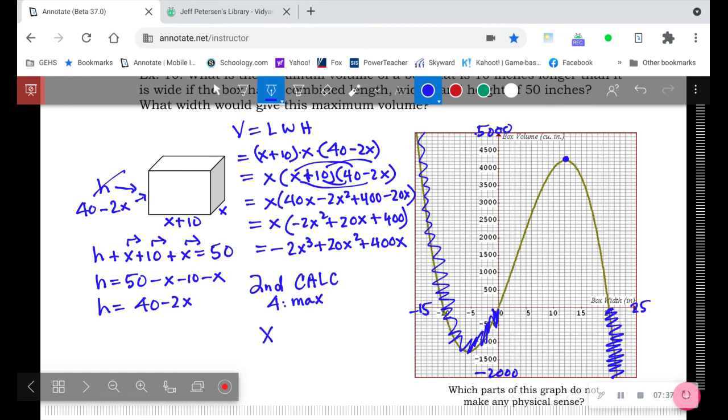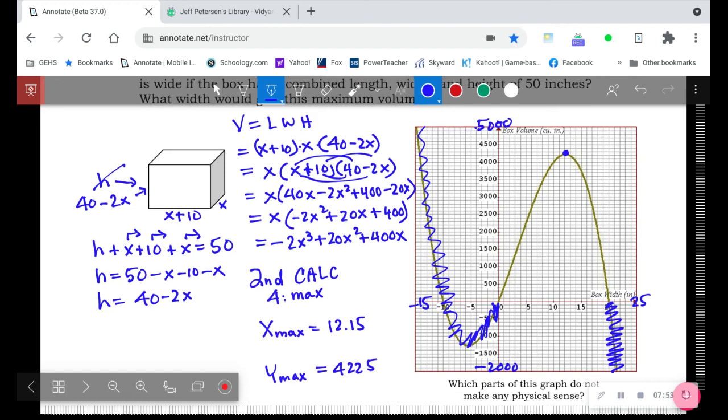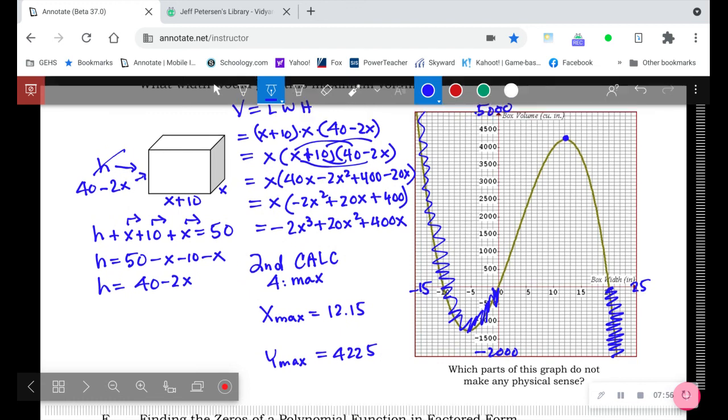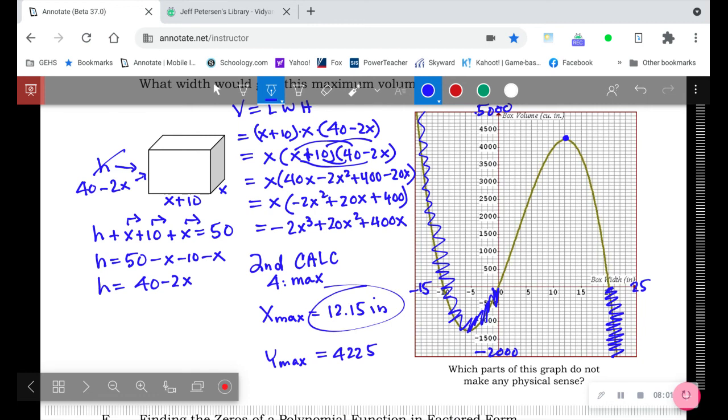The x maximum is 12.15. And the y maximum is 4,225. Okay, so this is the width in inches, and that's what they asked for in the problem. So that is the answer. And the up and down is the volume. So that's the volume in cubic inches. Now they don't ask for that in this problem. If you go up and read the directions, they're not looking for that.